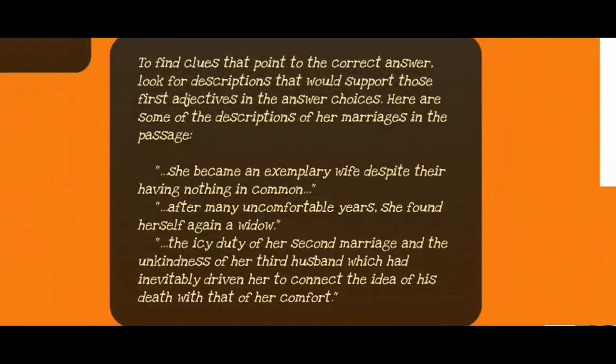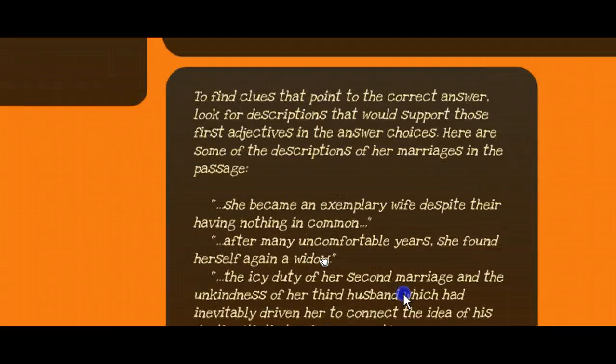So, we could draw a lot of different things from that passage, but these are the kinds of things you might notice. To find clues that point to the correct answer, look for those descriptions that would support those first adjectives in the answer choice. Here are some of the descriptions of her marriages in the passage. She became an exemplary wife despite their having nothing in common. After many uncomfortable years, she found herself again a widow. The icy duty of her second marriage and the unkindness of her third husband, which had inevitably driven her to connect the idea of his death with that of her comfort.